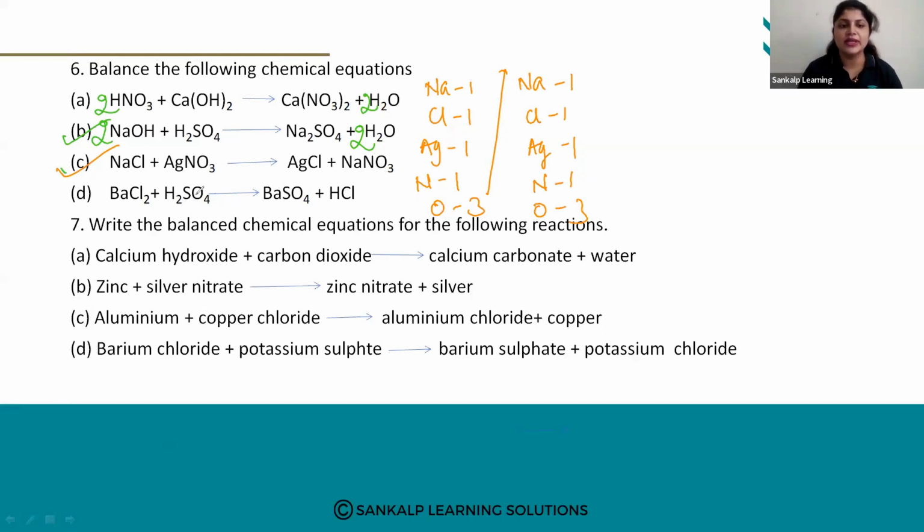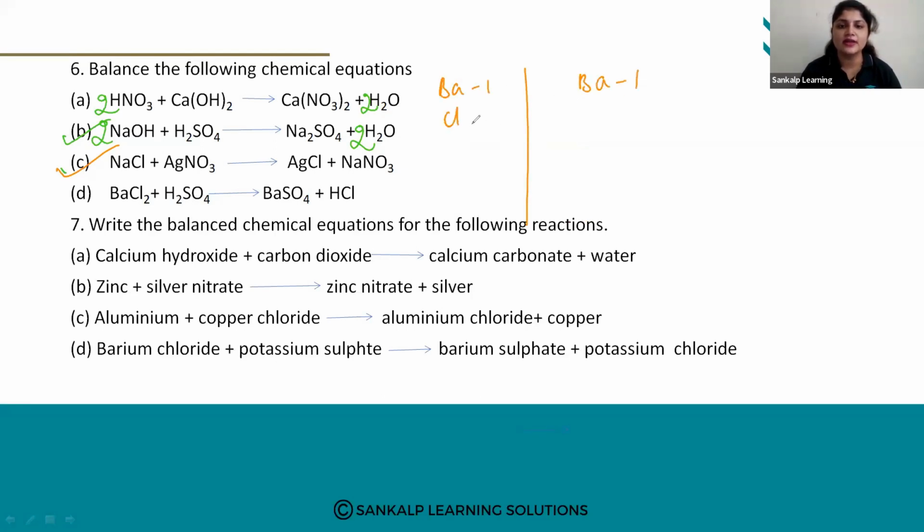So next equation, BaCl2 plus H2SO4 giving you BaSO4 plus HCl. Yes, now just check both on the reactant side and the product side. So Ba is how much? Ba is 1. Ba is 1. Chlorides are 2. Your chloride is 1. Then hydrogen is 2. Your hydrogen is 1. Then sulfur is 1. Sulfur is 1. Oxygen is 4. Your oxygens are 4.